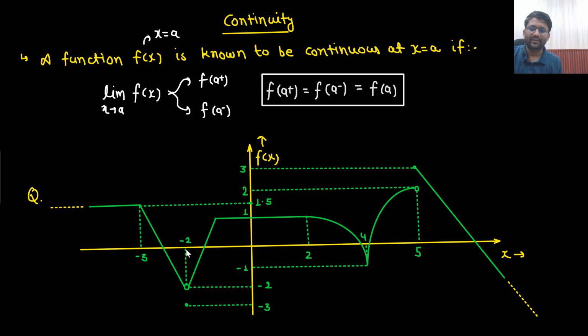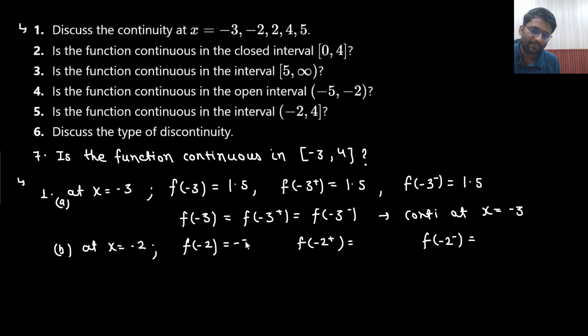So what is the value at minus 2? The value at minus 2 is, sir, minus 3. You see there is a bubble here and a dot here. That means at minus 2 the value is minus 3. The value is minus 3.